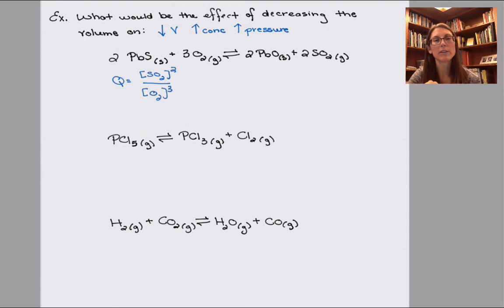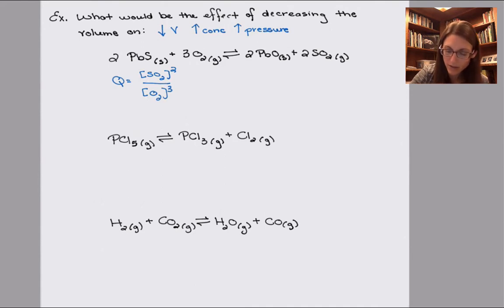Okay, so here's my reaction quotient, and we can see that there were two solids, so they're not in the reaction quotient at all. I have two different gases. If I decrease volume and therefore increase the concentration or the pressure, I'm going to affect both of these gases. But since the concentration of oxygen is cubed, the effect will be greater in the denominator.